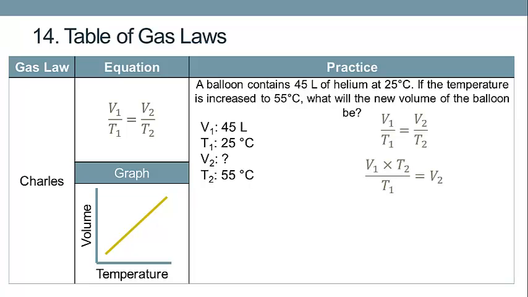So I'm going to rearrange to solve for V2. So that means I got to multiply both sides by T2. Plug in and solve. Notice that degrees Celsius cancels. And we end up with volume 2 being 99 liters. So let's make sure this makes sense. The temperature went up, so the volume should go up. And it does. So this matches what we know about Charles's law.